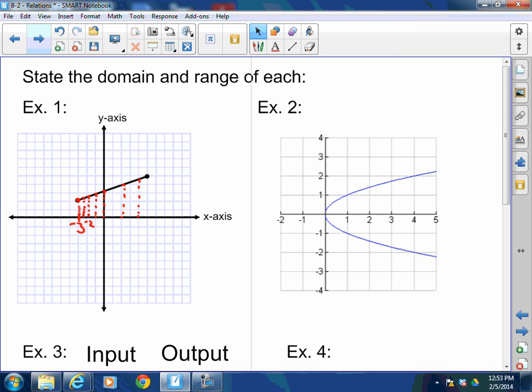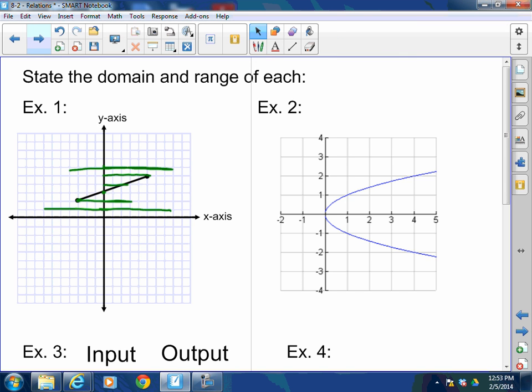As far as the y's go, when I have a y value of 1, does that hit the graph? When my y value is 2, does it hit the graph? When it's 3, of course. When it's 4, does it hit the graph? When it's 5? When it's 6, does it hit the graph? So would 6 be valid?